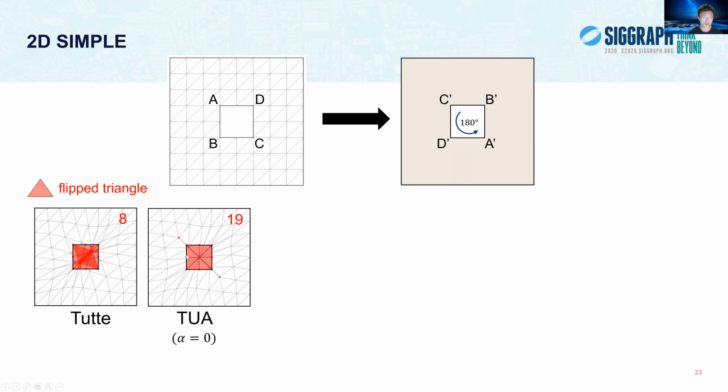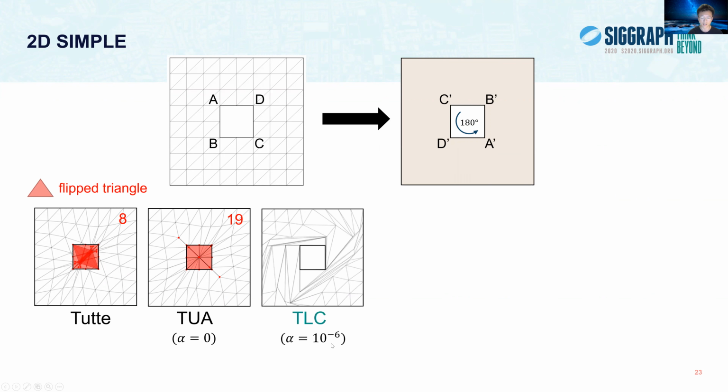We also try the total on-sand area. However, due to the non-smoothness and the flatness of the energy, it gets stuck and can't retain an injective mapping. If we make alpha slightly larger and optimize TLC energy, we get an injective result. Notice we use this alpha parameter value for all the experiments in the benchmark.